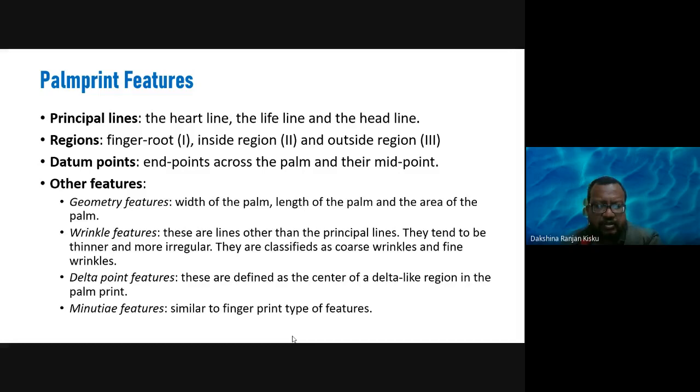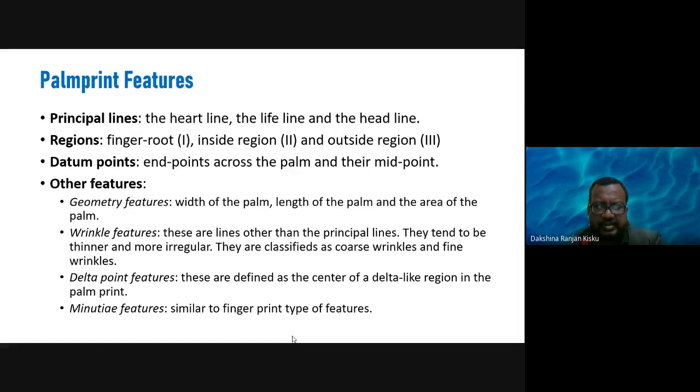So these are called the geometry features. Okay, wrinkle features, we can have wrinkle features. So wrinkle features are lines other than principal lines. That means the principal lines are clearly observed on a palm image, but other than principal lines, we can have other lines like wrinkles. These are called the wrinkle features.